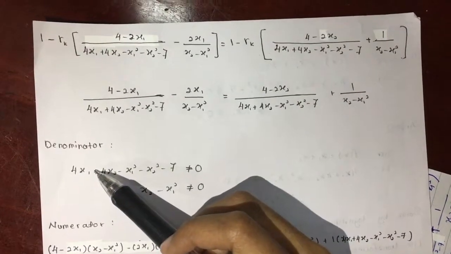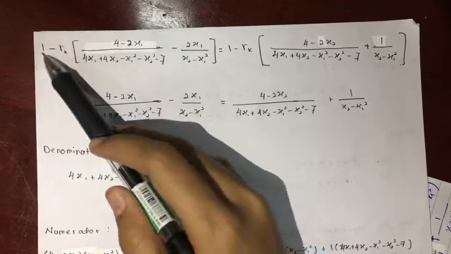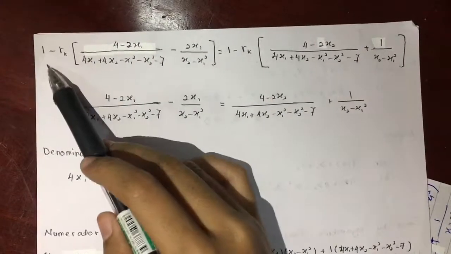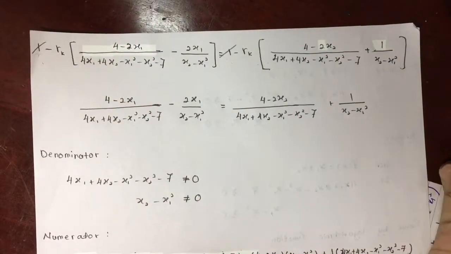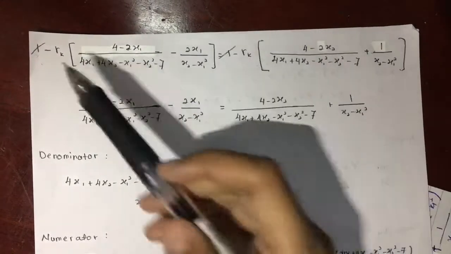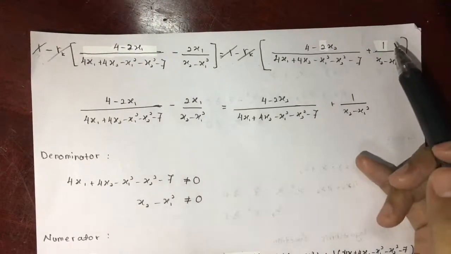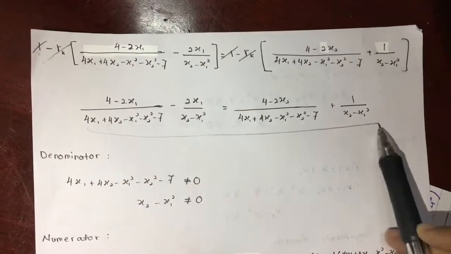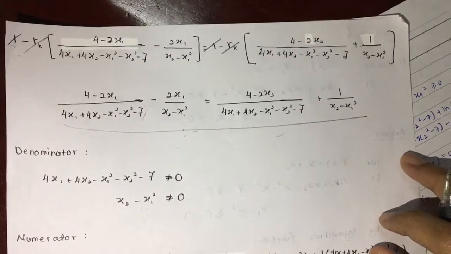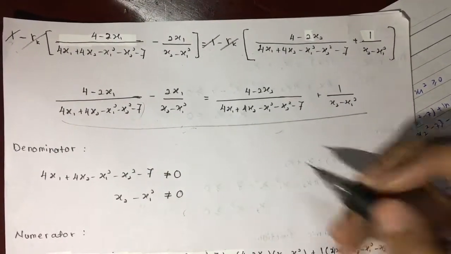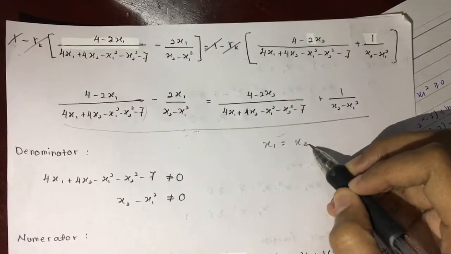So we eliminate 1 here because these are the same. So eliminate 1, and then eliminate rk also, and then we get it here like this. Okay, and right now we want to express x1 in terms of x2.